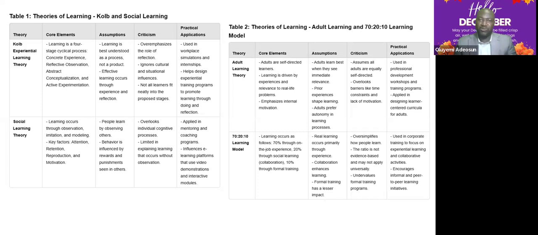All right. So some of the assumptions include the fact that adults learn best when they see immediate relevance. In other words, they can quickly apply what they are learning. Prior experience also shapes learning. So as you are teaching them, they can link some of the insights and information with some of the things they've done in the past and some of the results they've been able to get. And adults also, to a large extent, prefer autonomy in the learning process.